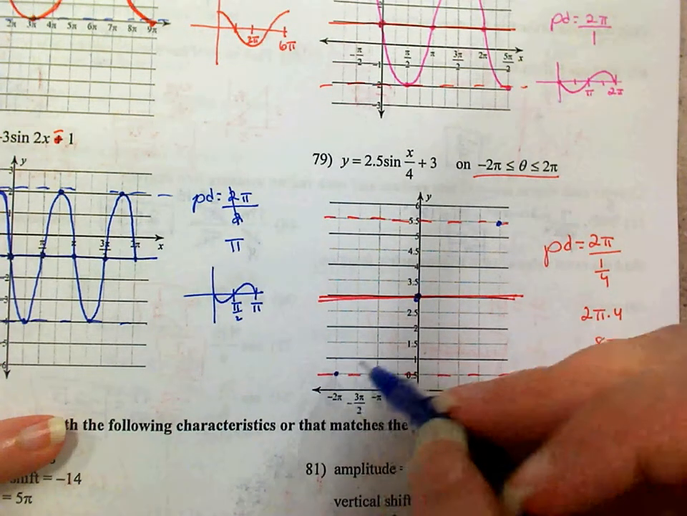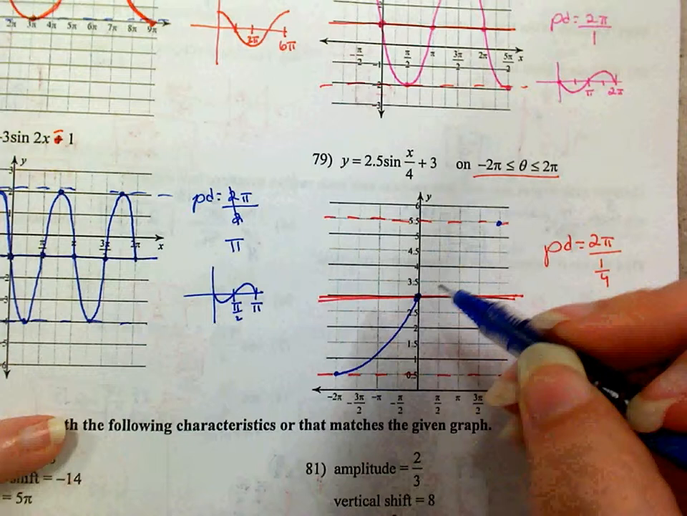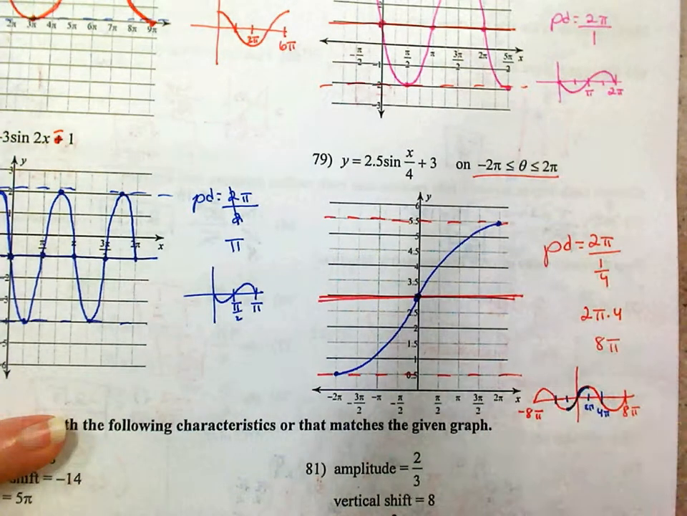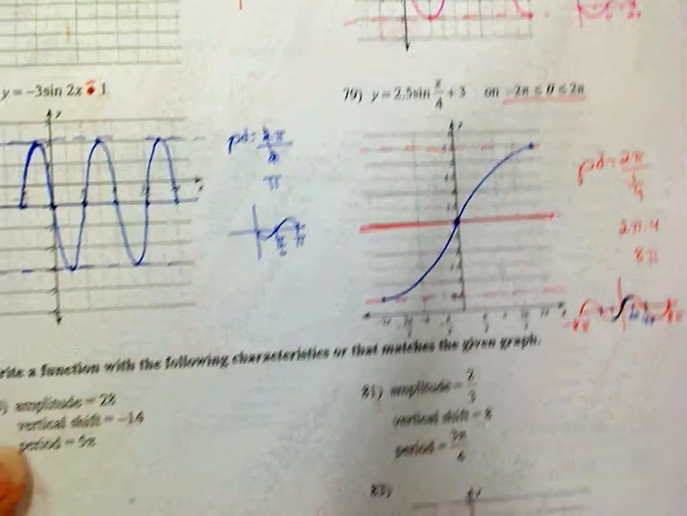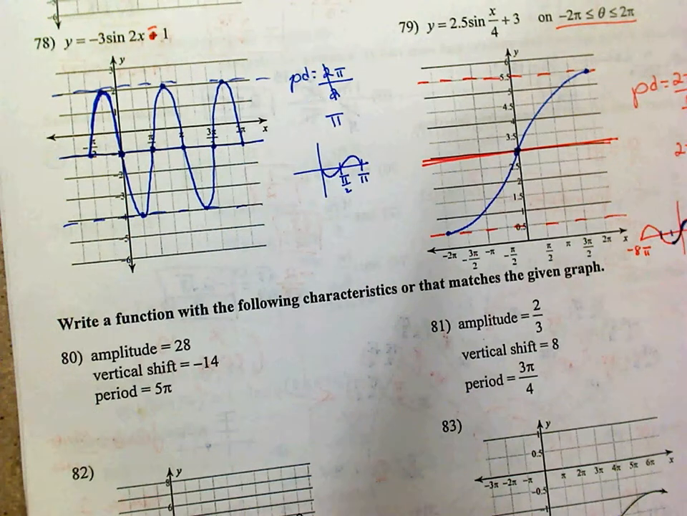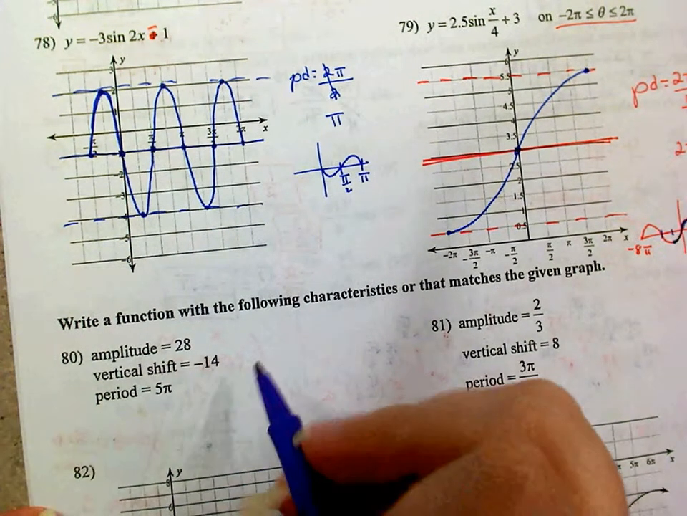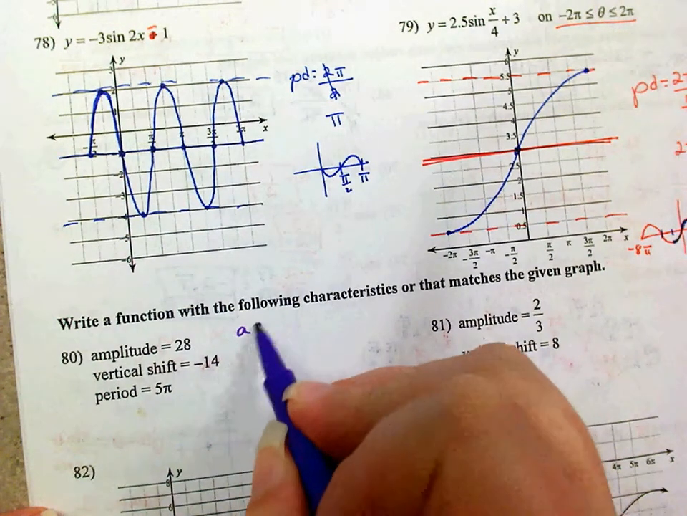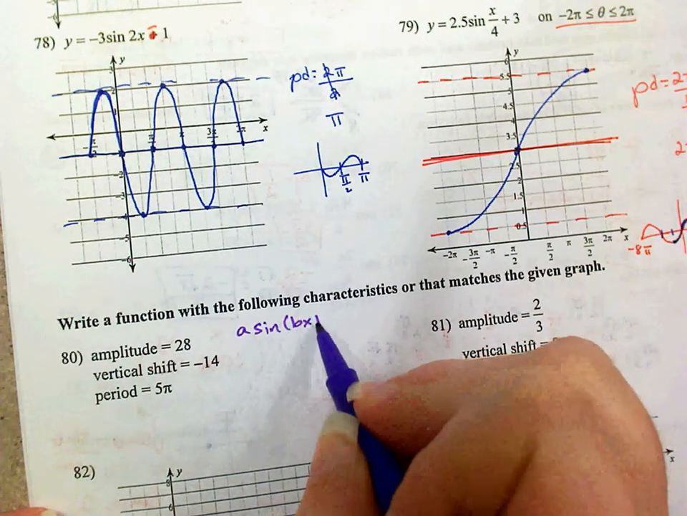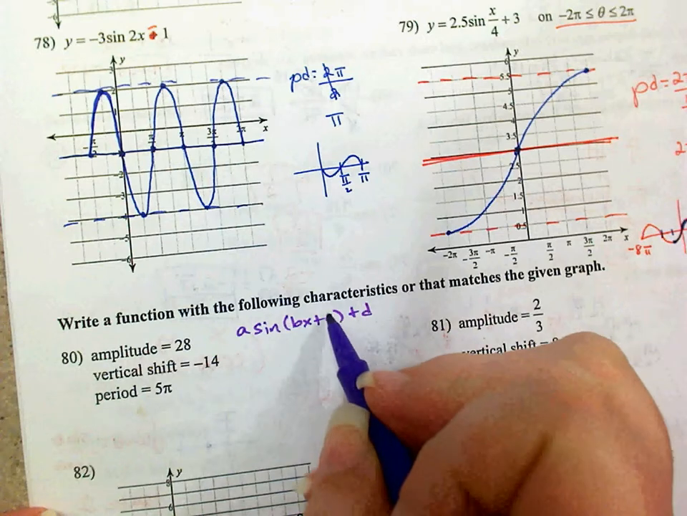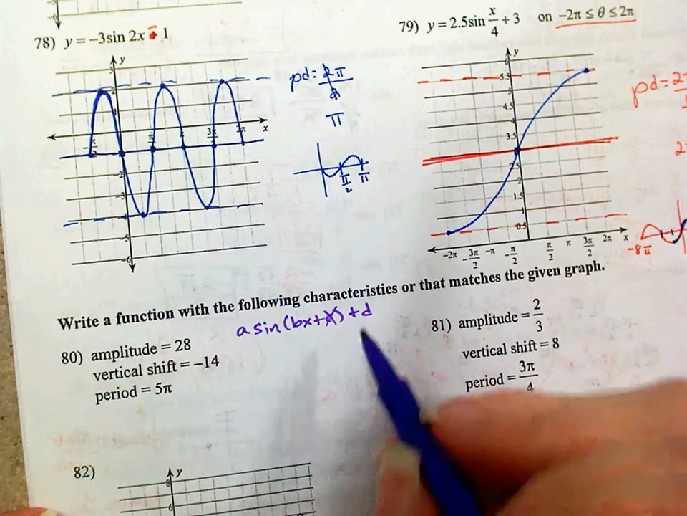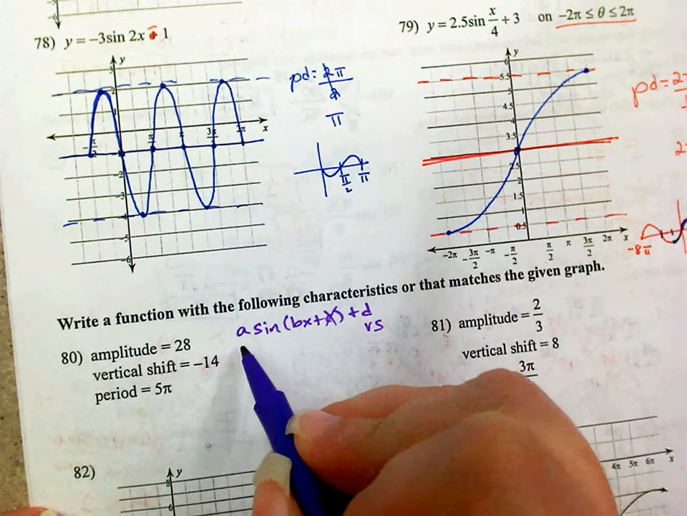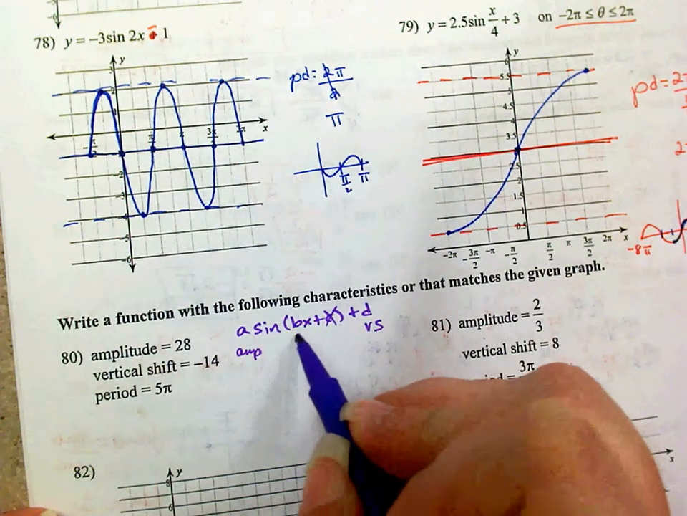So now, okay. Amplitude is the number, so if I have a sine of bx plus c plus d, you don't need to worry about that right now. You worry about that next. This is vertical shift. This is amplitude, and this has to do with period. It's not actually a period, but remember, 2 pi over b is period. Okay, so amplitude is 28.